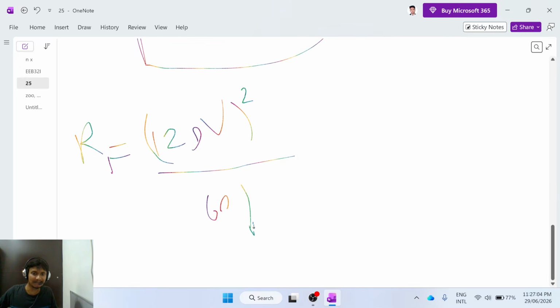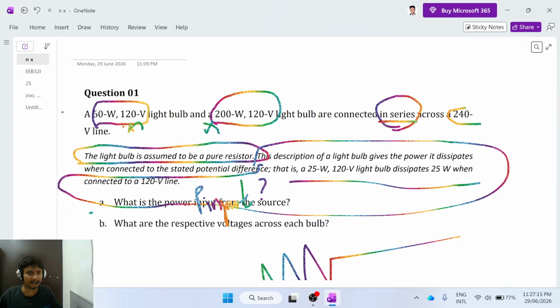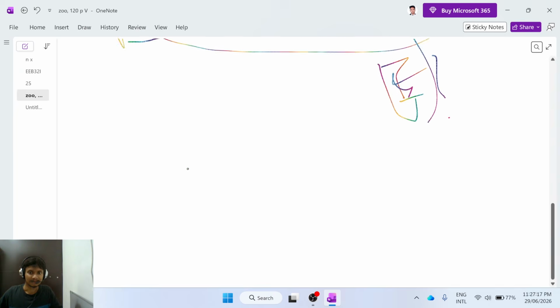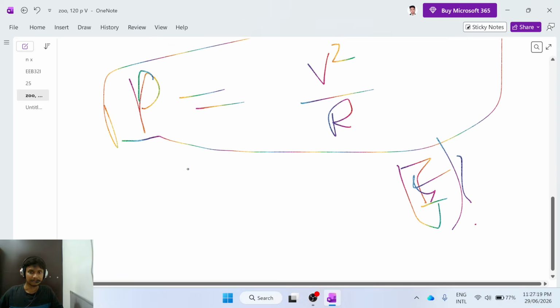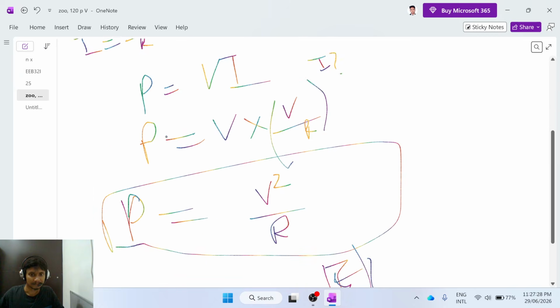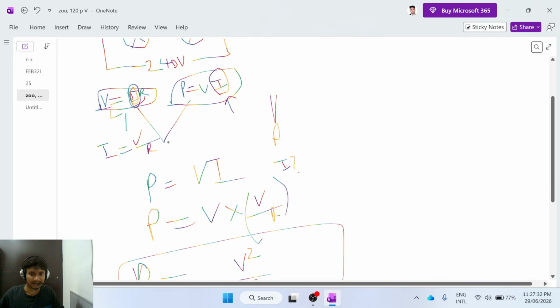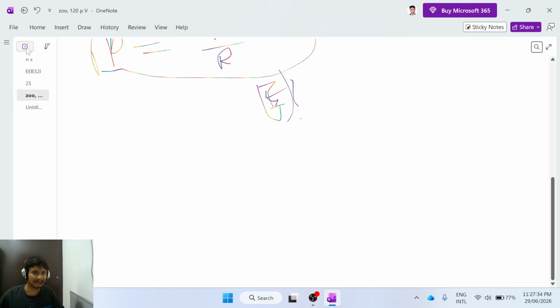How did we write it from the equation? They have already given 60 watt, 120 volt. Another is 200 watt and 120 volt. That is what I am using. Okay, don't get confused. I think we have missed something. Okay, we can discuss a new slide.